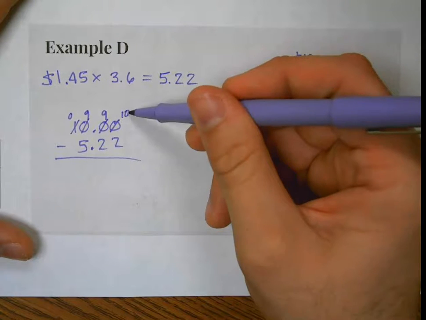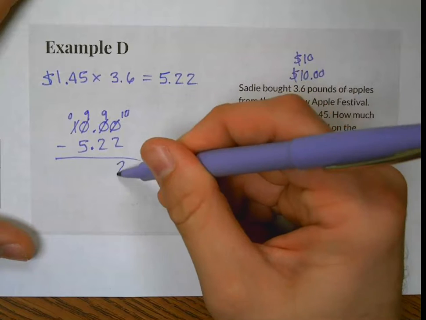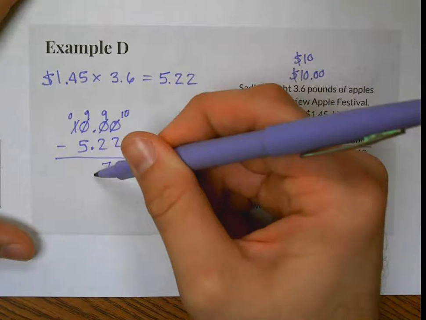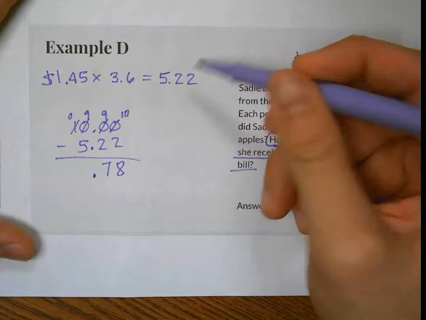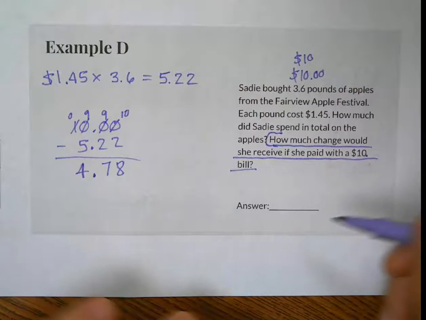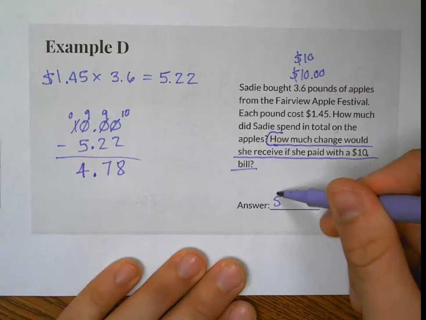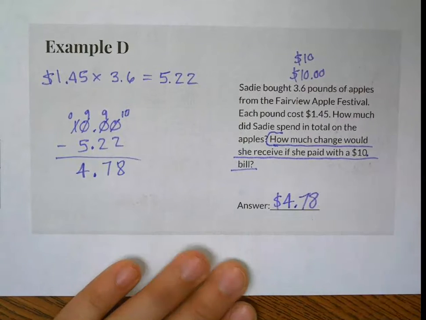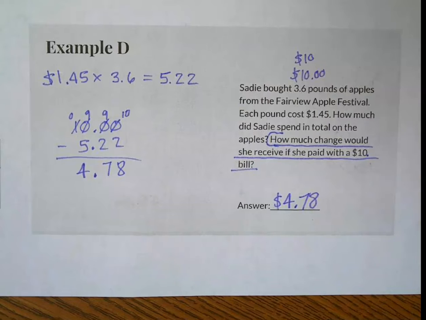Okay, now 10 minus 2 gives me 8. 9 minus 2 gives me 7. Line up that decimal, and 9 minus 5 gives me 4. So my final answer is $4.78. Okay, do the next your turn problem on your own.